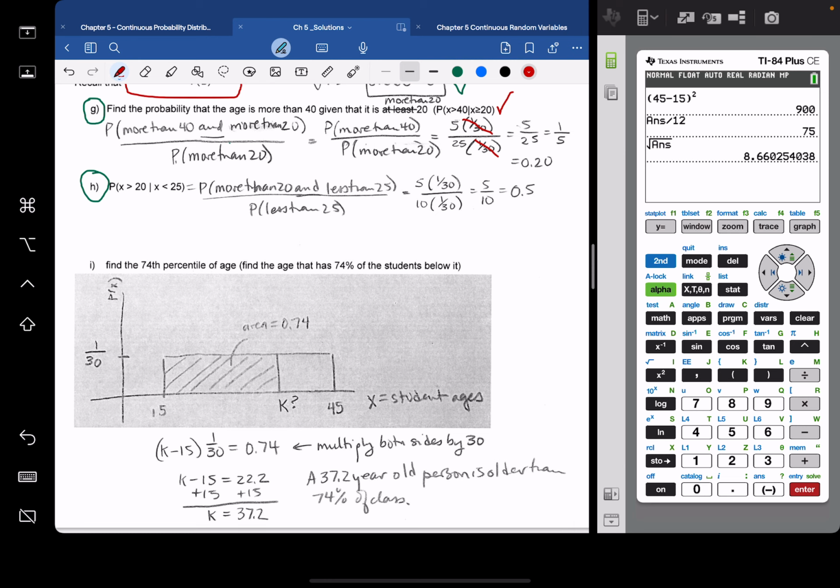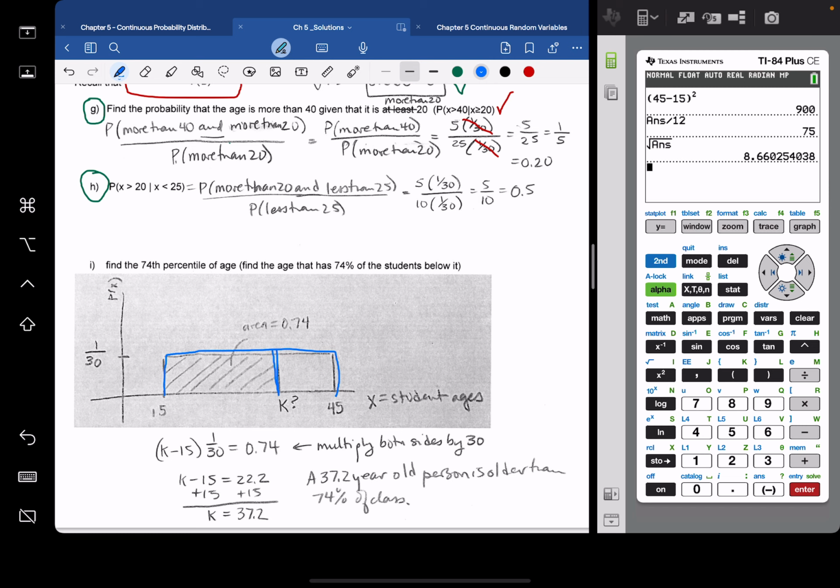Find the 74th percentile of age. This is still hard, but at least it's a little bit more interesting. Find the age that has 74% of students below it. Right? That's what 74th percentile means. So I drew a picture. Still have the distribution from 15 all the way to 45. But now we're saying, what is that age where 74% of students are younger than you? So I just put a letter K there because we don't know what age that is.